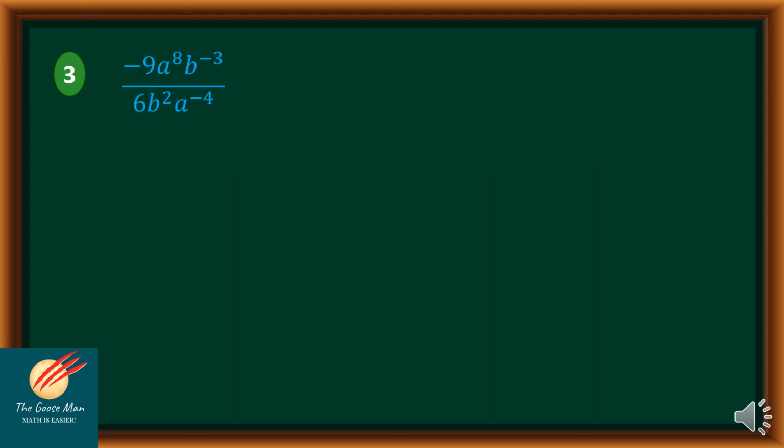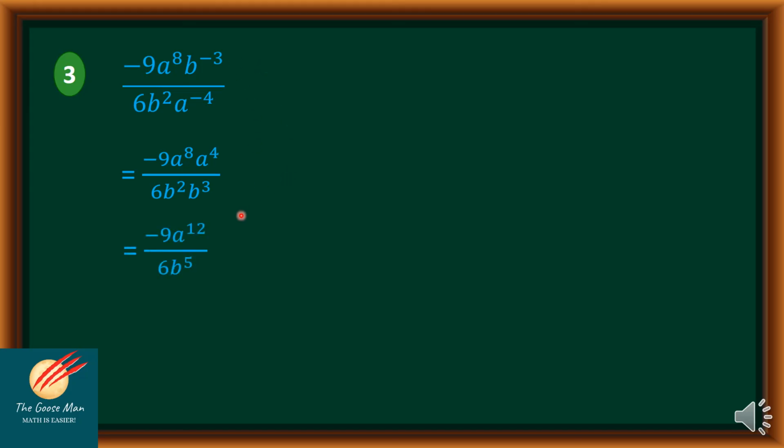Let's have another example. If I have negative 9 a to the 8 b raised to negative 3, divided by 6b squared a raised to negative 4, again, I'll consider first to transfer all negative exponents. So I have here negative 9 a raised to 8. I'll move negative 4 to the numerator and negative 3 to the denominator.